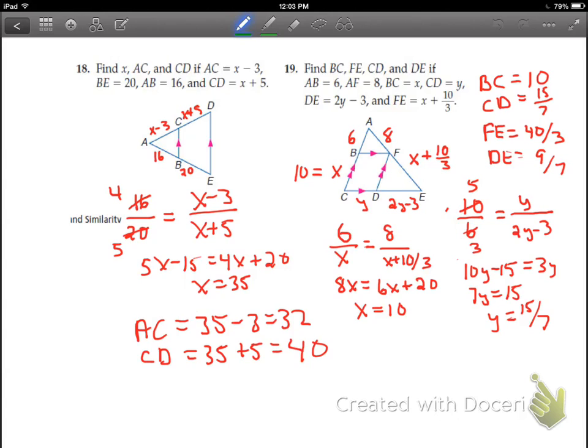Number 18, again a perfect setup, so 16 over 20 is x minus 3 over x plus 5. We solve for x being 35 and plug it back in to find AC and CD's lengths at 32 and 40 respectively. Okay, we're going to have to use the theorem twice on number 19.